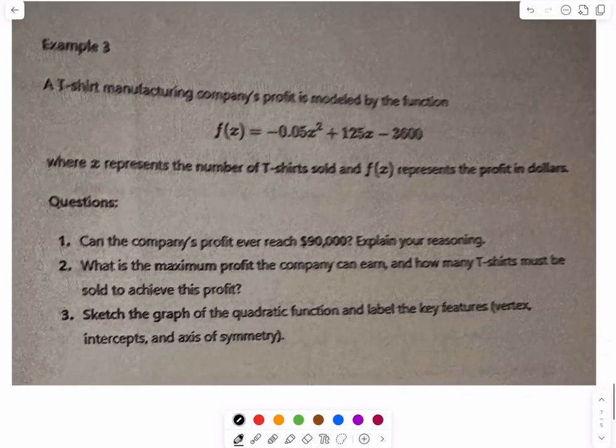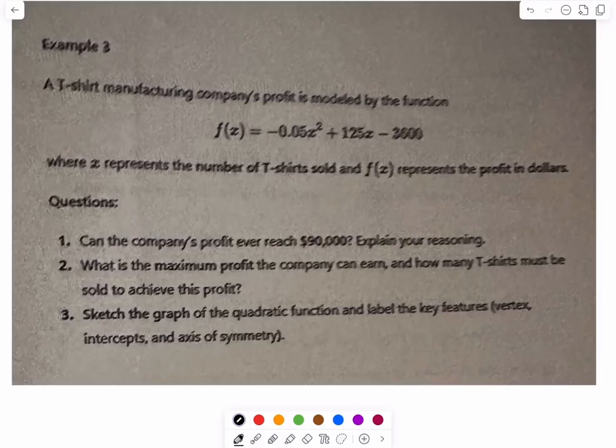All right. Greetings, YouTube. Beautiful mind here. And we have this question from College Algebra 2. Let's see. I know it's a little blurry. A t-shirt manufacturing company's profit is modeled by this function, where x represents the number of t-shirts sold and f of x represents the profit in dollars.